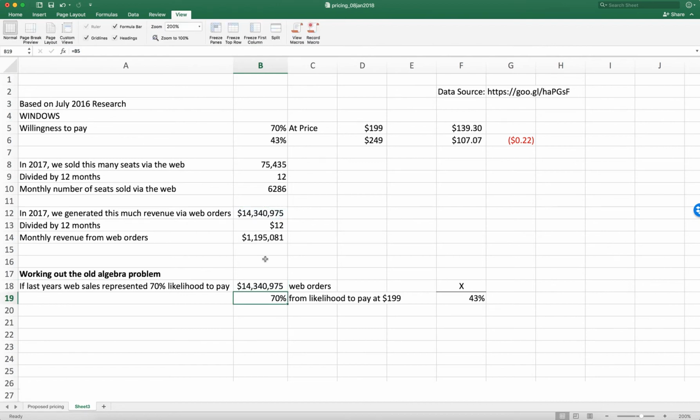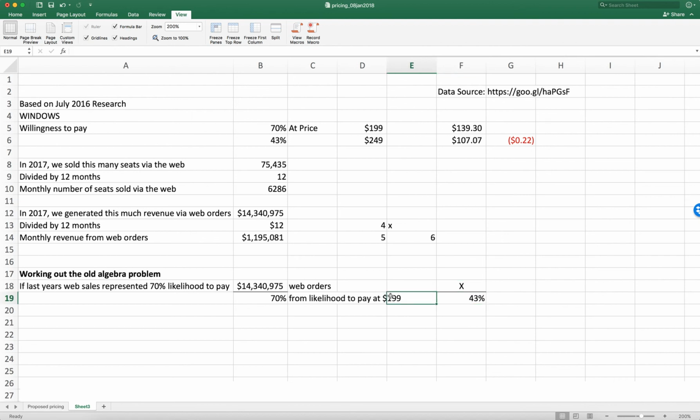If last year's web sales was 14 million, and that represented 70%, right? So this is sort of like A over B equals C, or let's say it was 4 and 5, and if this was 6, well then what's x, right? And if there was an equal sign between these, this is obviously what I'm trying to do here, right? So if 14 million represented 70%, cool. What's my number here if it's x? Like if it was 43%.